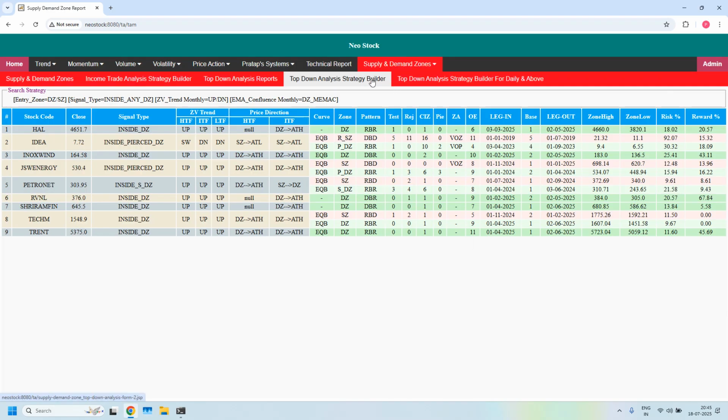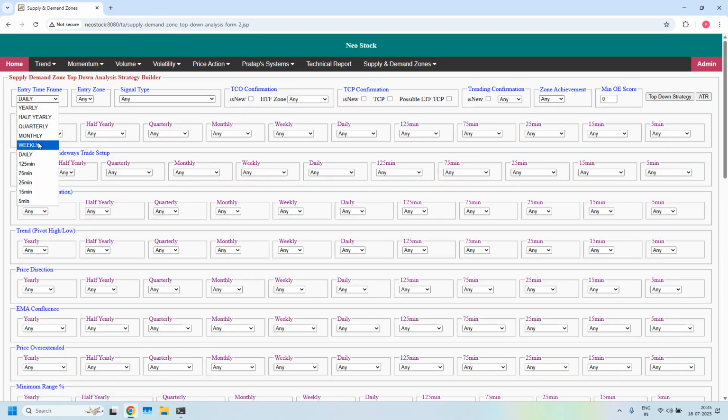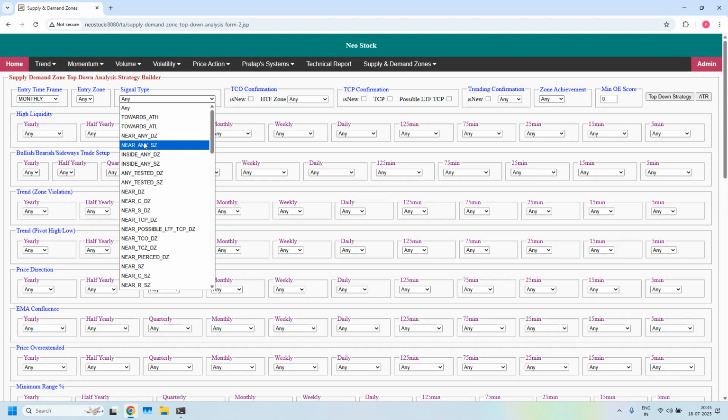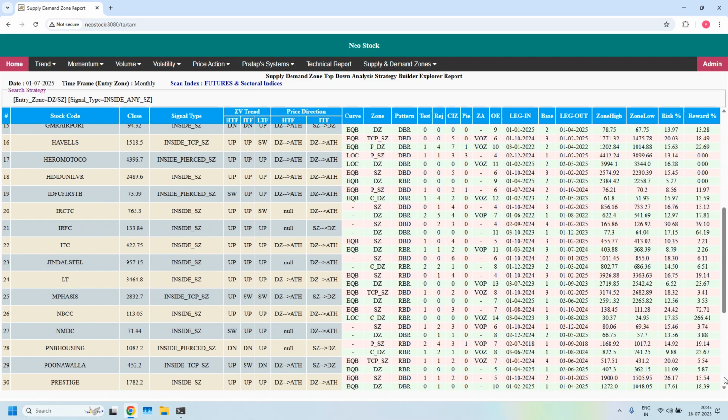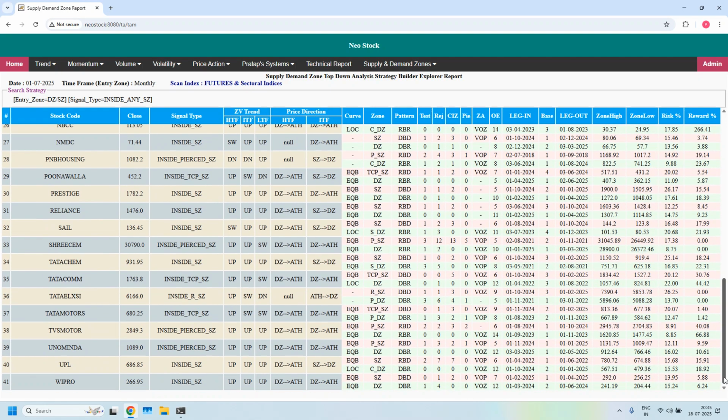Okay, next, price closed inside the monthly supply zone. First 15 stocks in the list. Scrolling the list down. Total 41 stocks. We can further filter this list based on monthly supply zone having monthly EMA confluence.